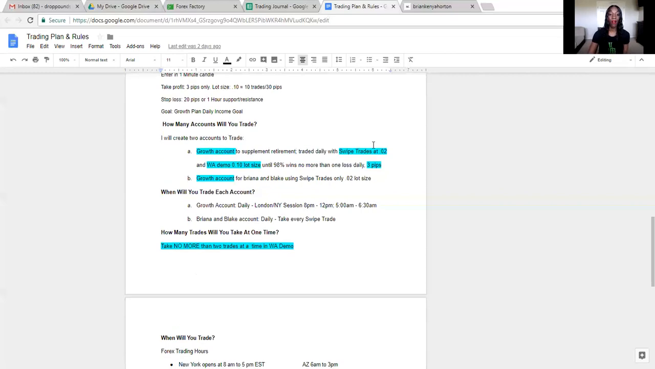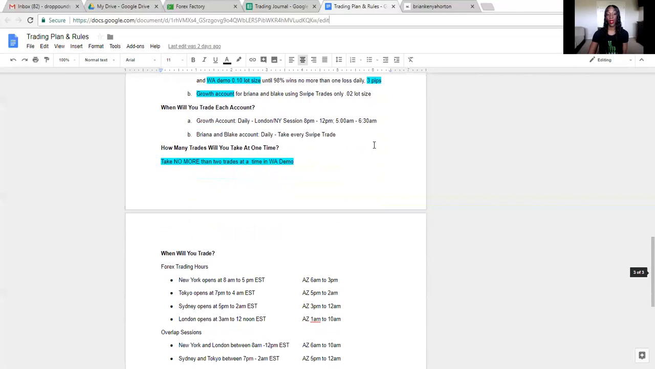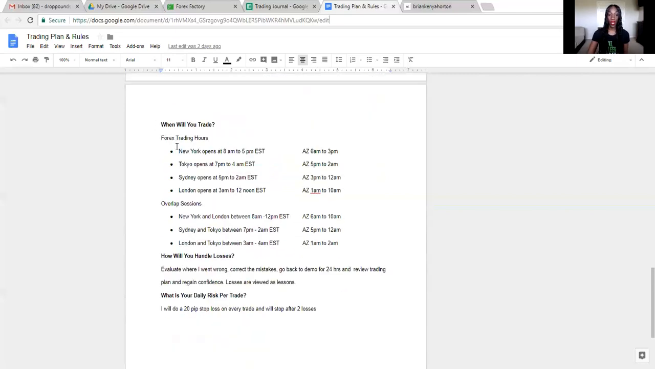So, you just want to outline your plan. When will you trade? What time zone are you going to trade? For example, I have here, when will you trade? Here's the Forex trading hours. I laid them out for you. You can take a snapshot of this if you want. Here's the overlapping sessions. These are what I found the best times to trade for myself.